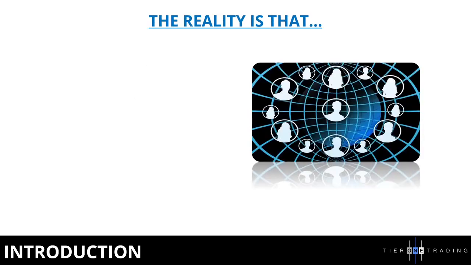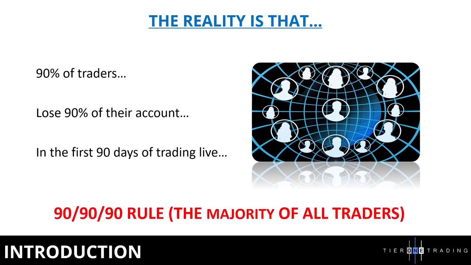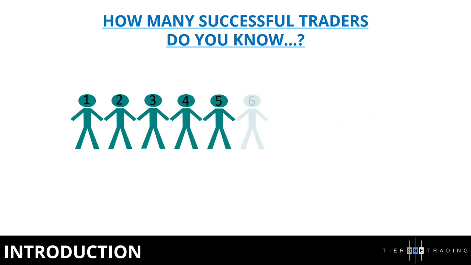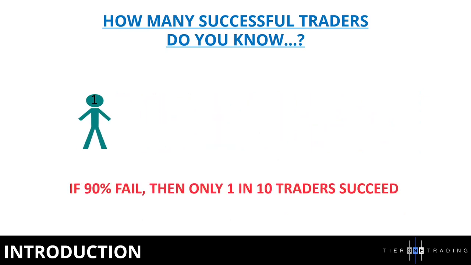Now, unfortunately, the reality is that 90% of traders lose 90% of their account in the first 90 days of trading live. We call this the 90-90-90 rule, which applies to the majority of all traders. Think about it. How many successful traders do you know? If I put 10 traders in a room with a 90% failure rate, that literally means that only one of you is going to be really successful, and at the least, a kind of good outcome is that you're not going to blow your account. You're going to remain at least even, break even, not really lose any money. Okay? That unfortunately is how bad it is. Now, we're going to talk about why that is, so keep that in mind. Think about this.